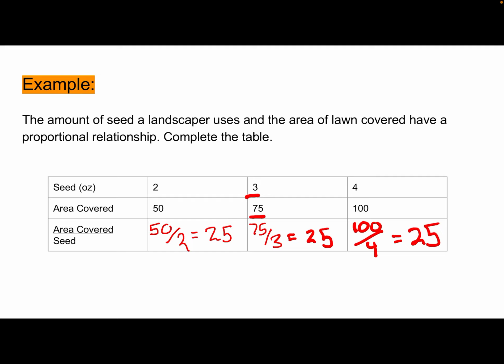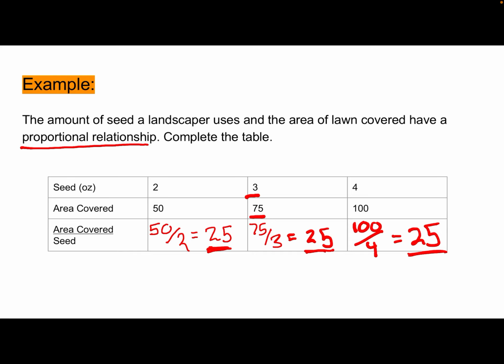Now, since all of these numbers equal 25, we can say that they have a proportional relationship, which is exactly what we were told in the beginning: that the amount of seed used and the area of lawn covered have a proportional relationship. And we proved that by showing that all of these values equal 25.